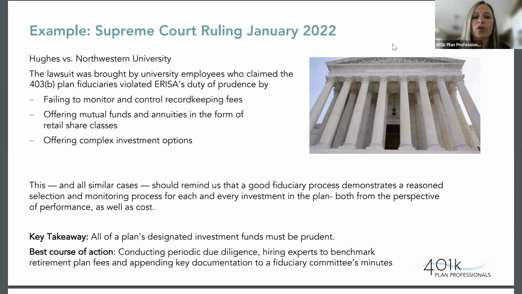But this Hughes versus Northwestern University lawsuit was brought by a few university employees who were claiming that their 403(b) plan fiduciaries violated their duty of prudence by doing a few things: failing to monitor and control the recordkeeping fees, offering mutual funds and annuities in the form of retail share classes. So instead of having institutional share class, lower cost type investments, they had more expensive type investments to choose from, and then offering complex investment options. Also in there too is just having too many, that it was confusing people. And ultimately the Supreme Court did rule in favor of these university employees. So despite the plan sponsors saying, well, yes, we have some more expensive investments, but we also offer some less expensive investments. We also have index funds in our lineup.